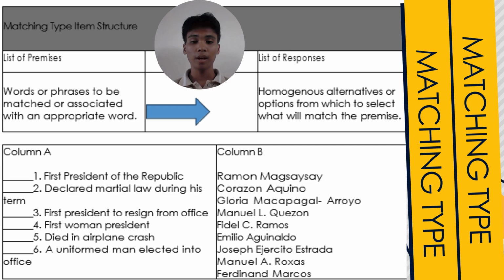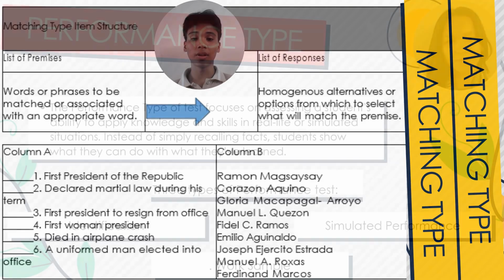And always remember that when creating a matching type test, your list of responses should be homogeneous and connected to the list of premises to avoid confusion among students. Always remember also that the list of responses should be more than the list of premises. That's all from my report.